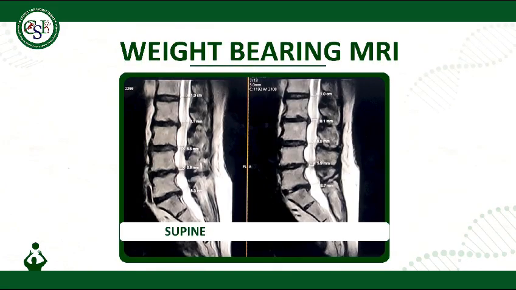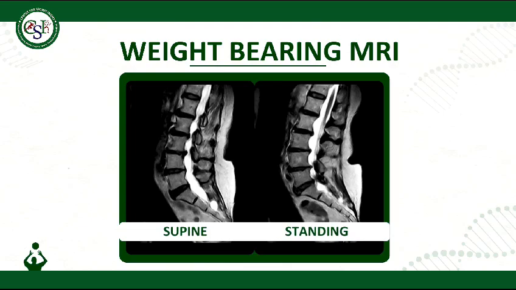We do weight bearing MRI sequences for the spine and for the knee joint. In the case of the spine, we see that the disc compression increases in the standing position as compared to the supine position, because under the effect of gravity, when the patient is standing, the disc is more prominent and causes compression of the cord. However, sometimes in the supine position, we can't see the compression. That's how it aids, and it is a better sequence as compared to the supine position.